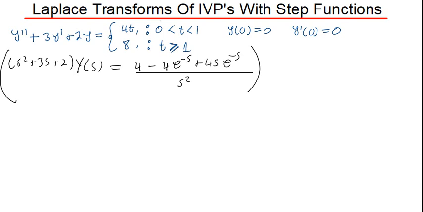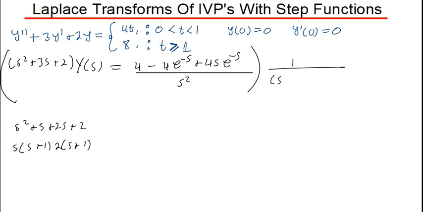So on this part, you observe I have s squared plus 3s plus 2. I'm factorizing that. Then I can say s squared plus s plus 2s plus 2. That's simply s plus 1, then you have your s plus 2. So that would be 1 divided by s plus 1 multiplied by s plus 2.